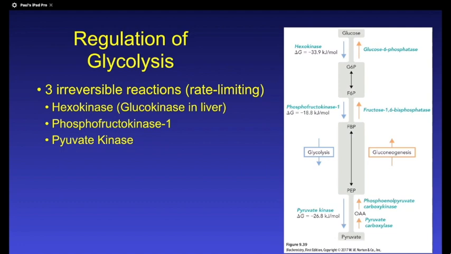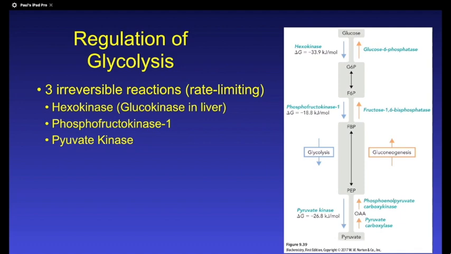In the process of the degradation, that's one side. The other is synthesis, which we will look at later, called gluconeogenesis, and I have another enzyme that gets regulated. The conversion to fructose bisphosphate, the phosphofructokinase 1, is a control point. Okay. And then the last step, the pyruvate kinase, is a control point.